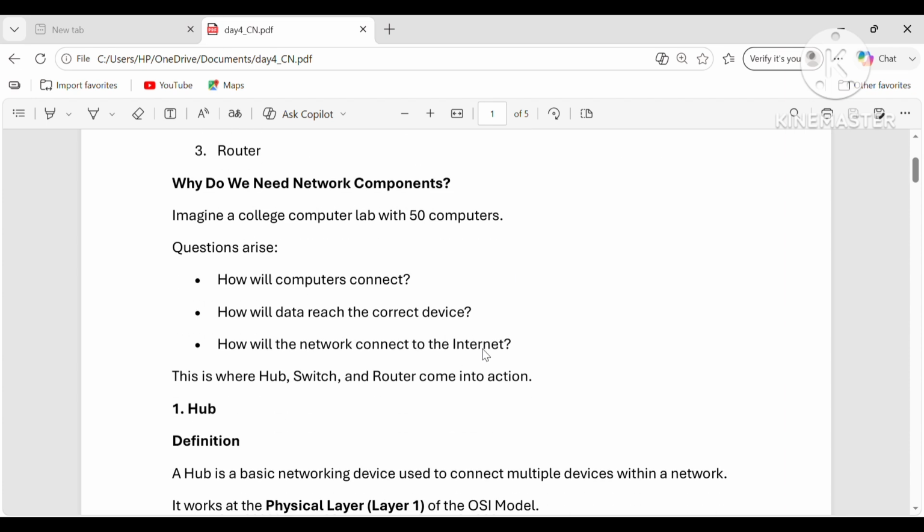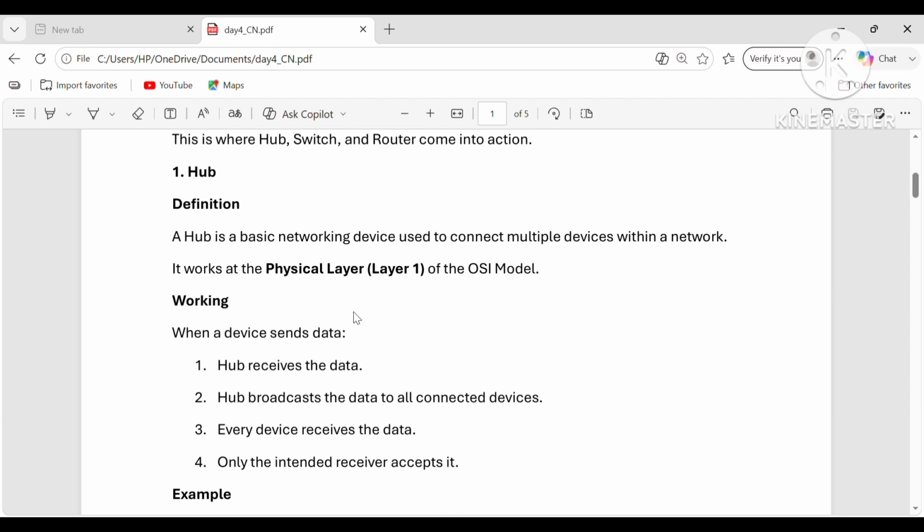A hub is a basic networking device used to connect multiple devices within a network. It works at the physical layer 1 of the OSI model. So, simplest networking device. Imagine you are in a classroom and a teacher announces something loudly. Every student hears the announcement, even if it was intended for only one student. That's exactly how a hub works.